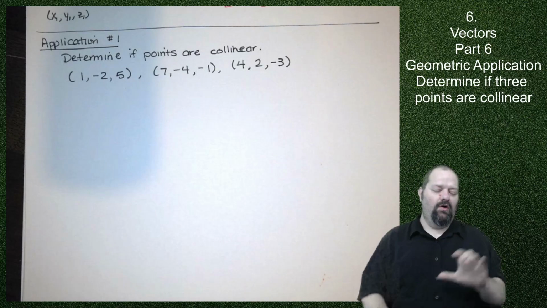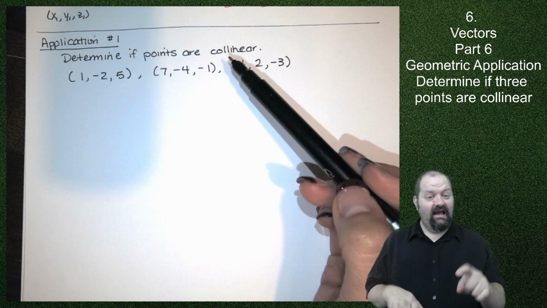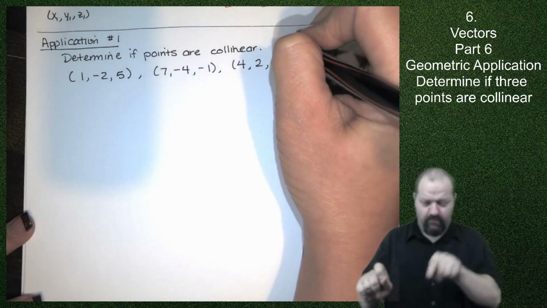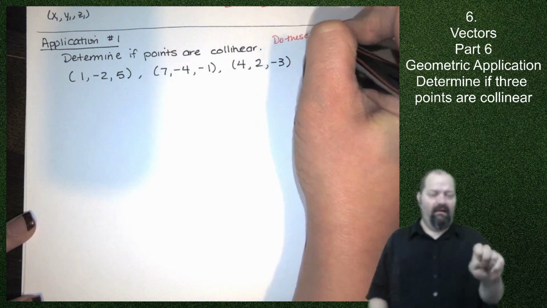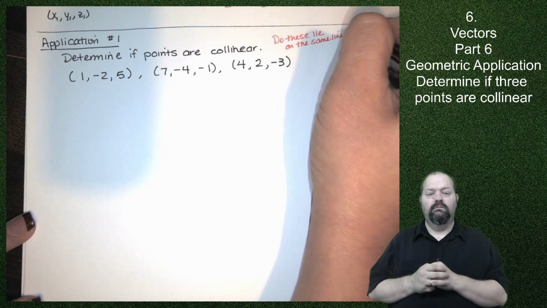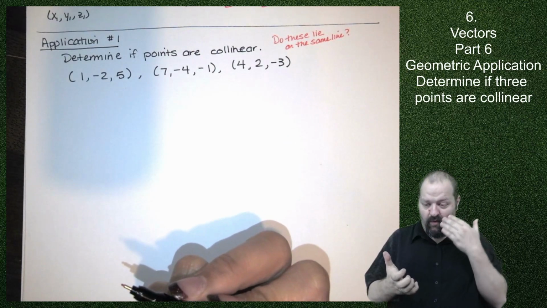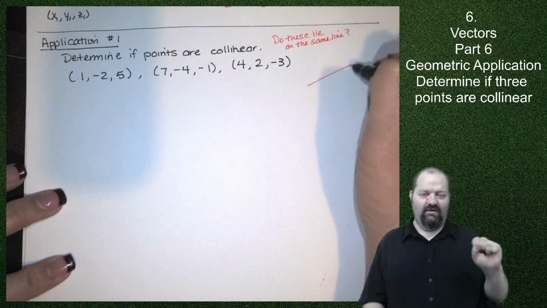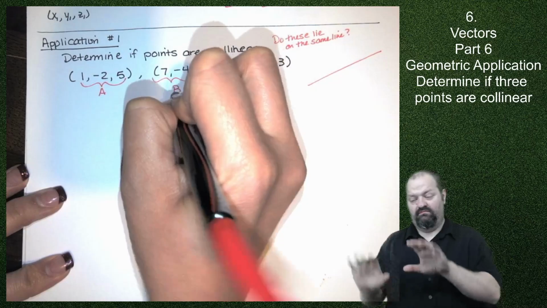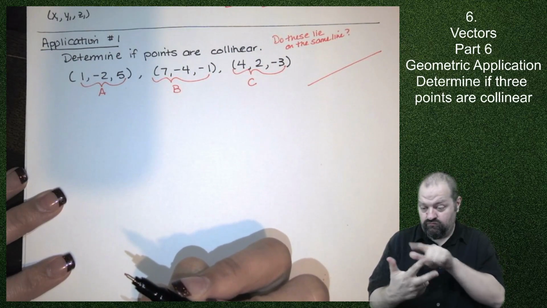What do you mean, a cartoon? Well, let's think about the possibilities. They're asking if the points are collinear. The way of saying that is, do these points lie on the same line? If they do lie on the same line, we want to know, and we're hoping vectors can help us figure that out. So let's imagine you've got 3 points. I'm going to call this point A, this point B, and this point C. And I want to know if all these guys are on the same line.